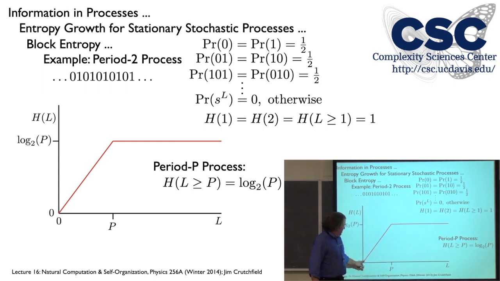Okay, so maybe it's a period 16 process. I'm looking at words of length 1, length 2. It's kind of growing. I'm still seeing some uncertainty, more and more entropy and uncertainty as I look at longer words until I finally get to the period, and then it just levels off. It's constant from that point forward because I have P events of equal probability, and then the value is going to be log of P.